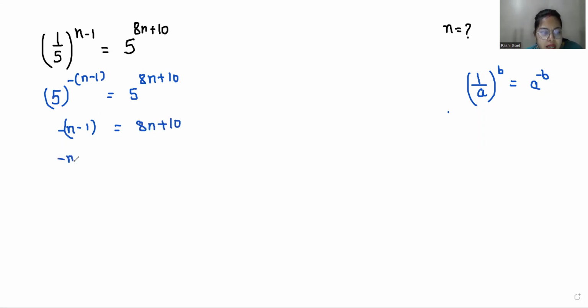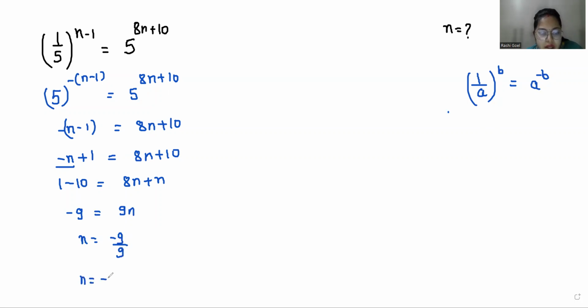So we can write it as -n + 1 = 8n + 10. So it becomes 8n; this -n goes to the other side as positive n, and 1 goes as -10. So -9 = 9n, and so n = -9/9. So the value of n is -1.